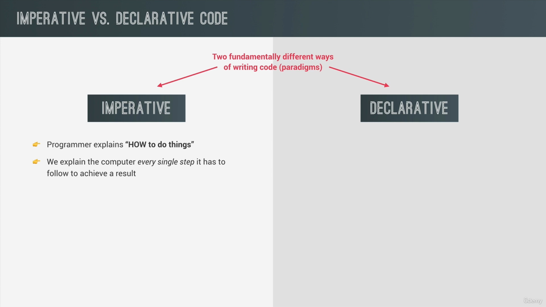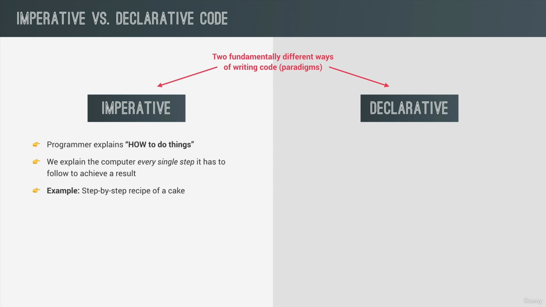So let's say that we want someone to bake a cake for us. And so if we would do that in an imperative way, we would tell the person exactly the step-by-step recipe that they would have to follow in order to bake that cake. All right? So again, it is telling every single step that the person has to follow in order to achieve a result.